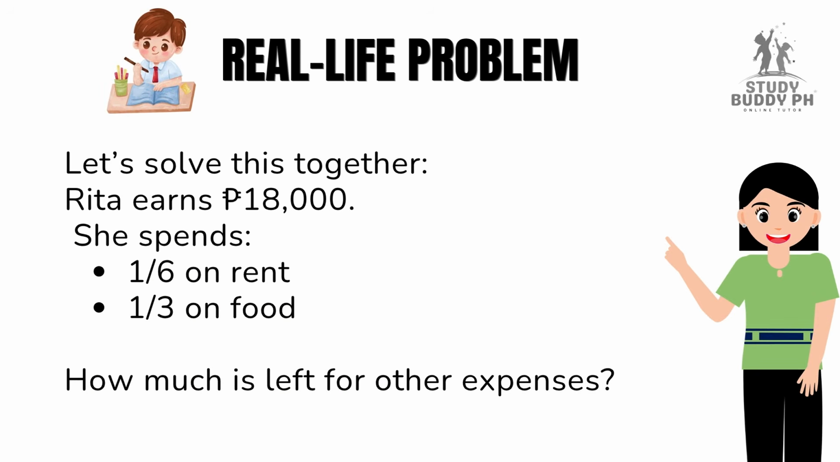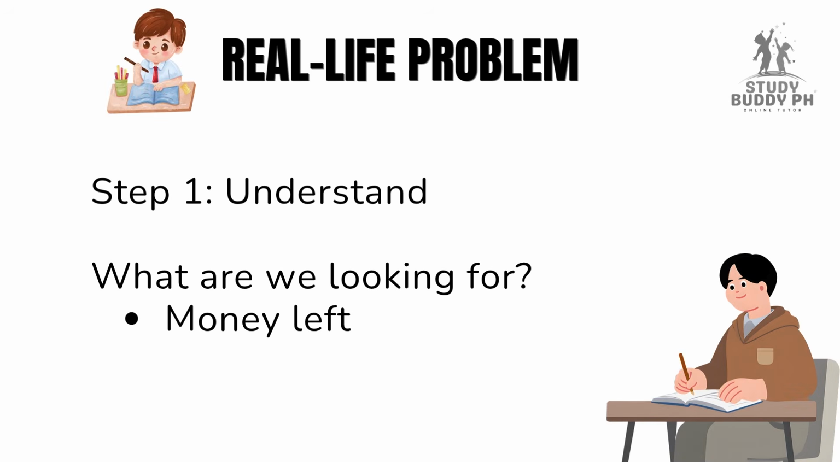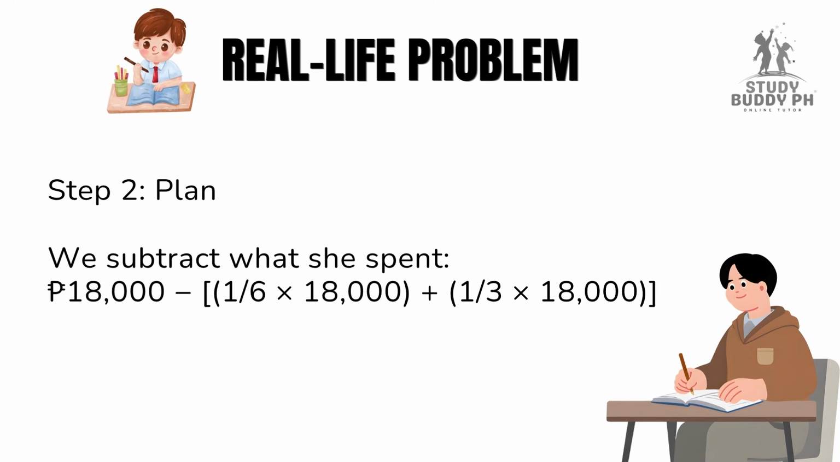Let's solve this together. Rita earns 18,000 pesos. She spends 1/6 on rent, 1/3 on food. How much is left for other expenses? Step 1. Understand. What are we looking for? Money left. Step 2. Plan. We subtract what she spent. 18,000 pesos minus the quantity of 1/6 of 18,000 pesos plus 1/3 of 18,000 pesos.